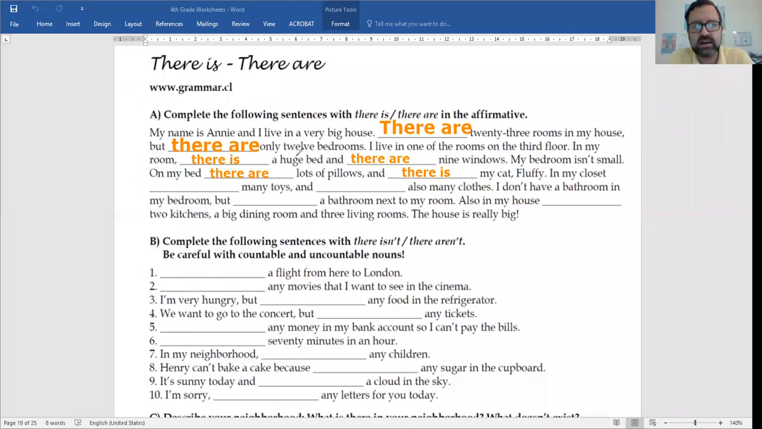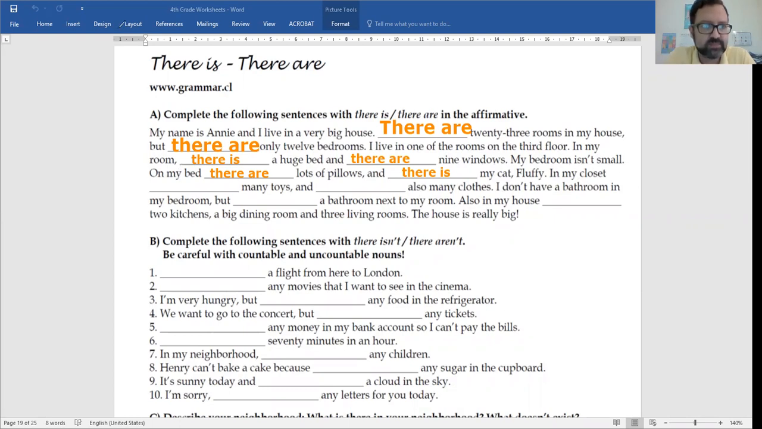These sentences are a bit awkward. If I was writing the sentence, I would probably just put on my bed, there are lots of pillows and my cat, okay? I would probably not even have there is, but that's okay. They are just making sure we understand how to use these rules, okay? Dealing with one thing, there is. Dealing with more than one thing, there are.